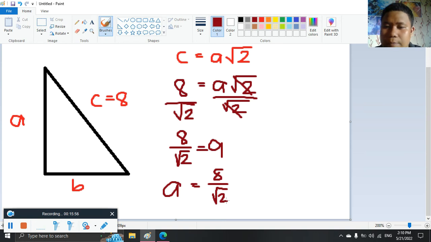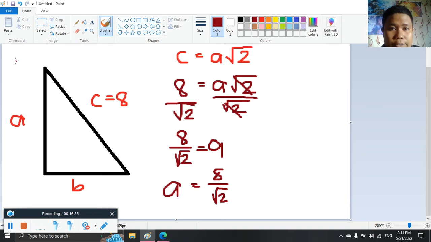Then, what's next? This is not the final answer. Why? Because the denominator has a radical sign, the square root of 2. By the rule in math, if your fraction has a radical sign in the denominator, like this square root of 2, it is not allowed. We must get rid of the radical sign. So, how do we get rid of the radical sign? We're going to use the rationalization method.